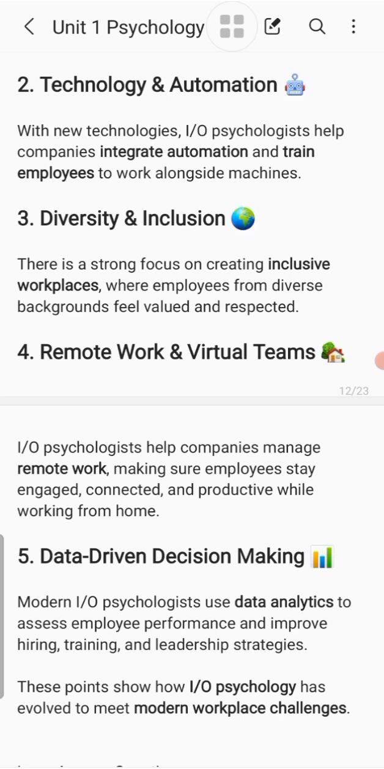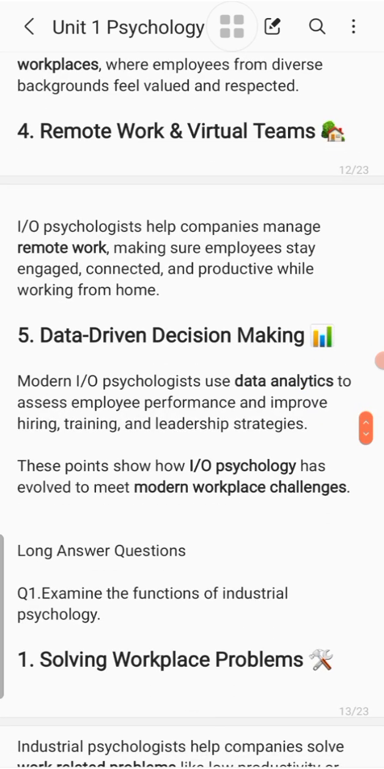Industrial psychologists help companies manage remote work, making sure employees stay engaged, connected, and productive while working from home. Data-driven decision making. Modern industrial psychologists use data analytics to assess employee performance and improve hiring, training, and leadership strategies. These points show how industrial psychology has evolved to meet modern workplace challenges.